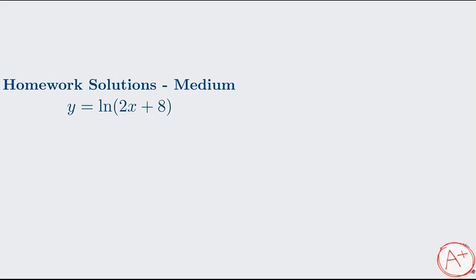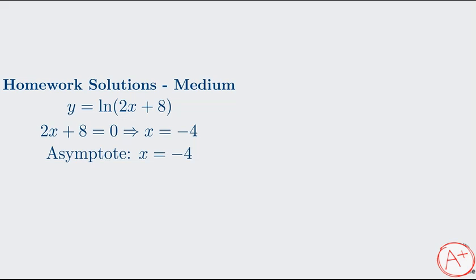For the medium question, the vertical asymptote occurs where the argument is 0. Solving 2x plus 8 equals 0 gives x equals negative 4. The domain requires the argument to be positive, so x must be greater than negative 4.